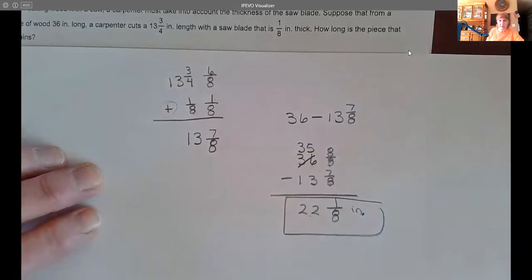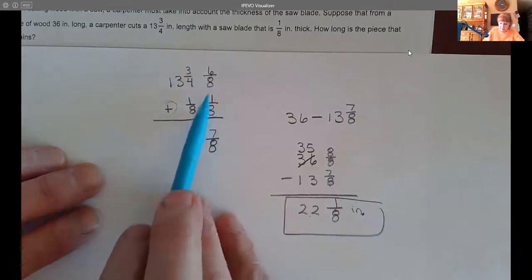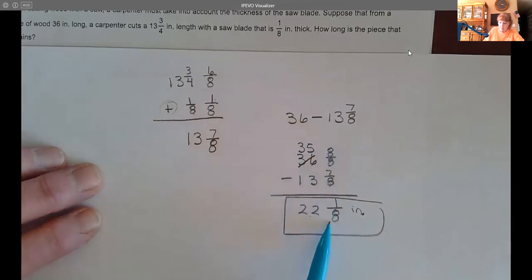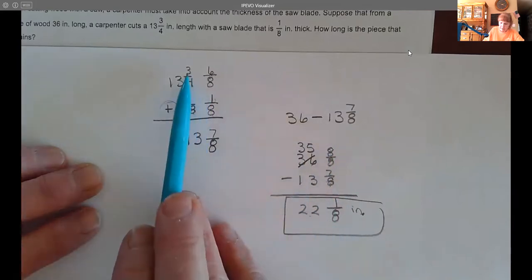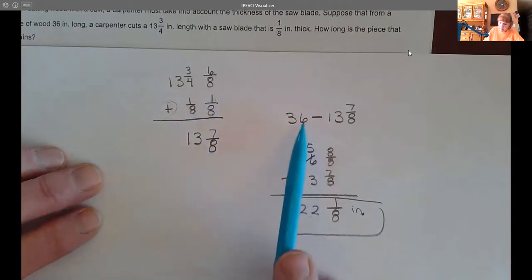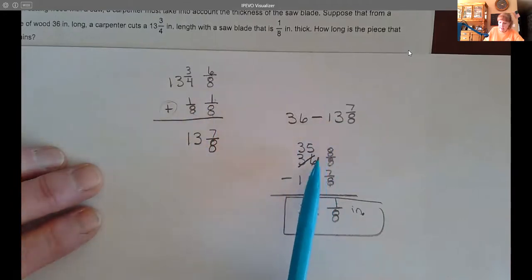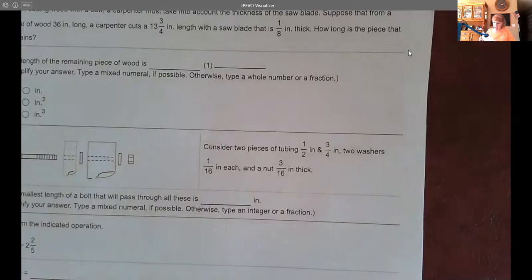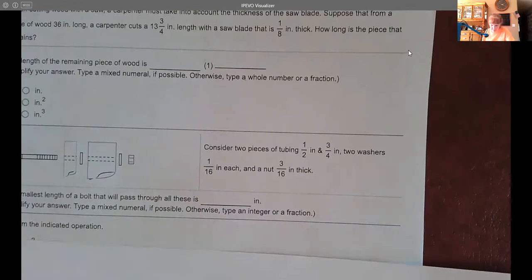is what's left. So I added to figure out the total I'm going to cut off, and then I subtracted that to see what remained. We had to get a common denominator before I could add, and then before I could subtract, I had to borrow. So you get 22 1/8. Okay, great. Let's look at maybe another one here.